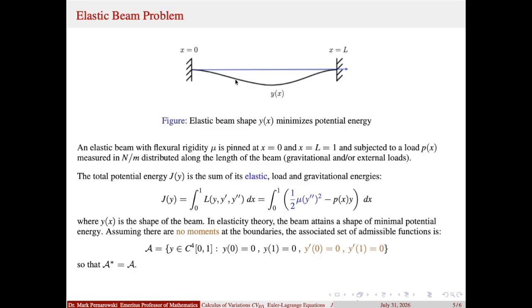The beam is assumed to have certain kinds of linear elastic properties, like a spring, and so it has some sort of tension in it as a result of the elasticity. But the weight of the beam itself is enough to bring it down. So if you just put a beam, it won't necessarily be straight across, it'll sag a little bit, and that's due to the weight.